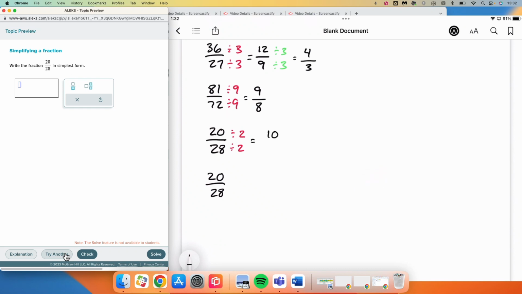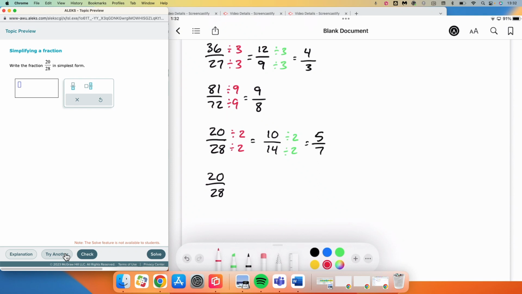So I end up with 10 over 14. Now I look at 10 and 14 and I recognize, hey, look, they're both still even. So I could divide by 2 again. And I end up with 5 over 7. 5 and 7 do not share any common factors, and so that would be the end there.